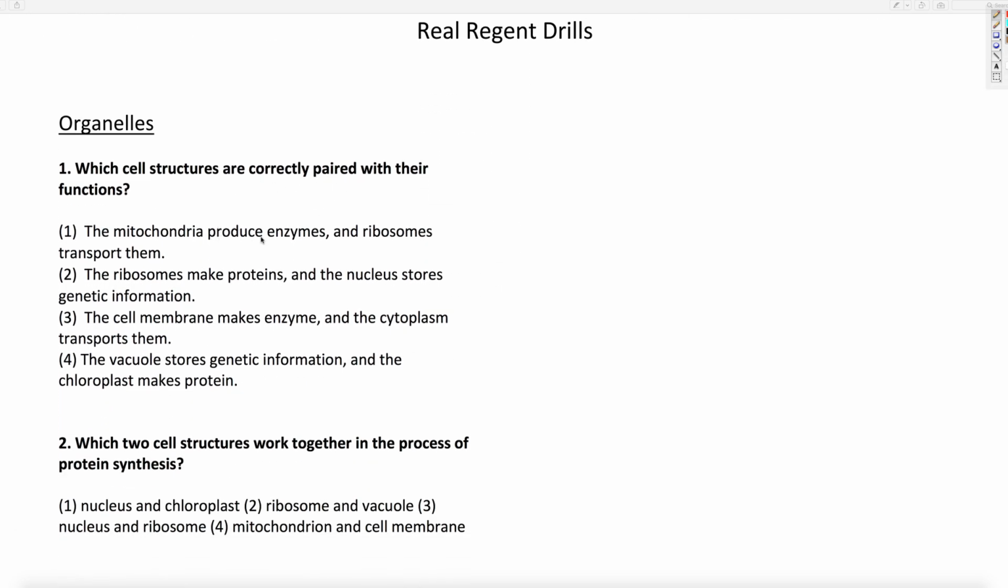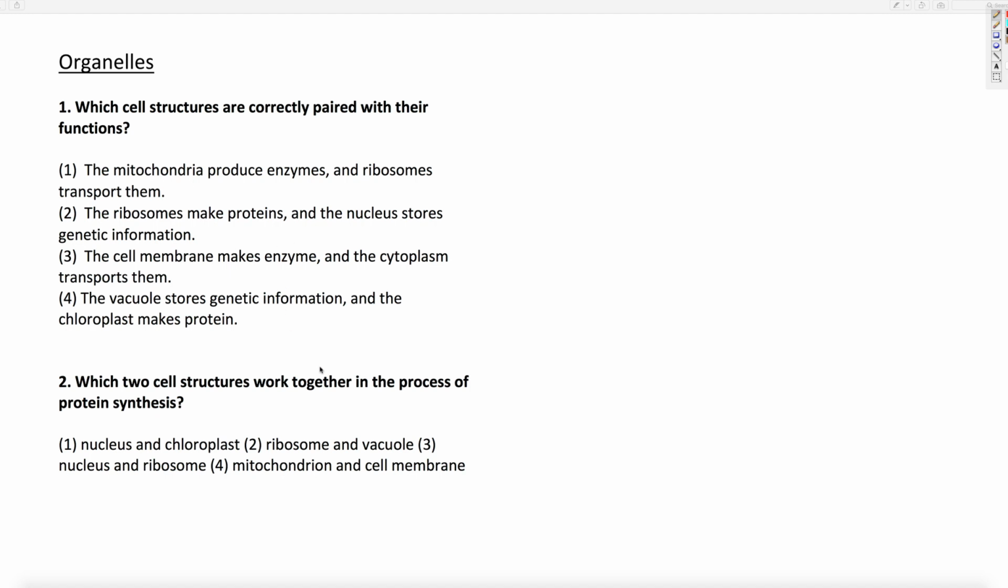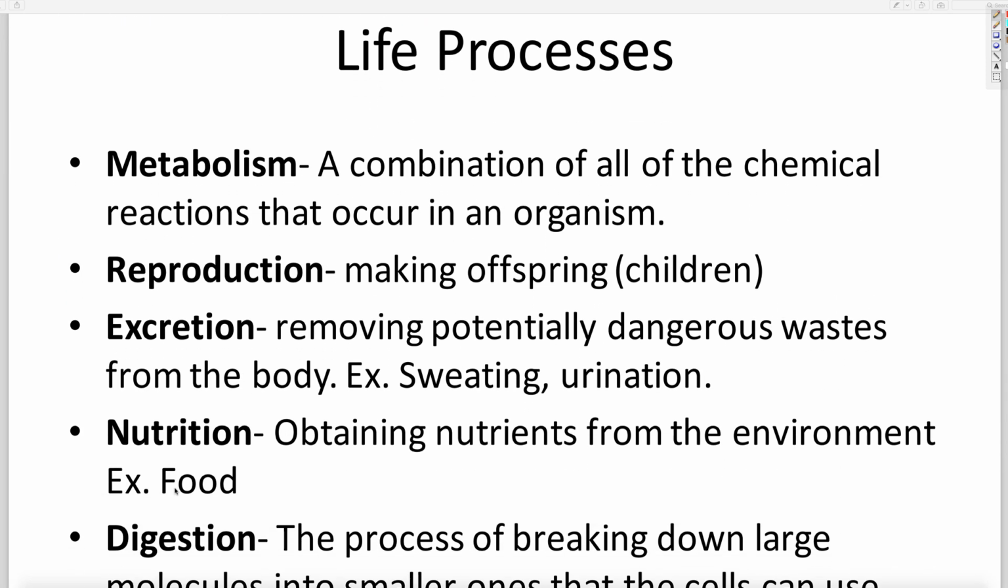Which cell structures are correctly paired with their function? The answer is 2. The ribosomes make the proteins, and the nucleus stores genetic information. So the ribosomes make protein, and 2 asks the same thing. The nucleus and the ribosomes come together to do protein synthesis. We'll discuss this in DNA, where the code is in the DNA. It codes for RNA, which codes for protein synthesis. So that's really the rationale behind those 2.